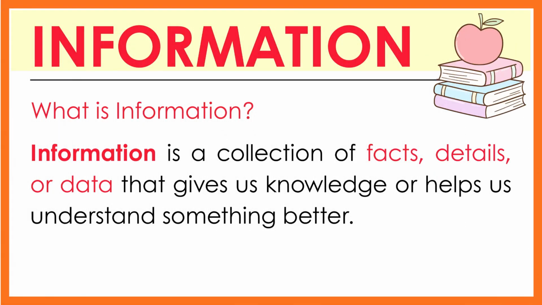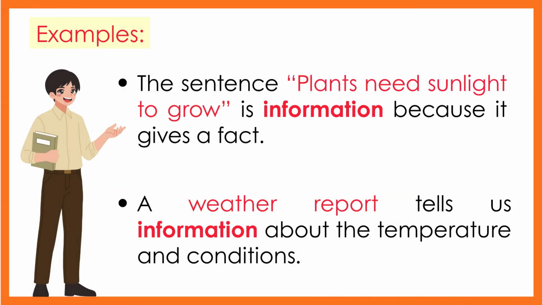What is information? Information is a collection of facts, details, or data that gives us knowledge or helps us understand something better. Examples: the sentence, "Plants need sunlight to grow," is information because it gives a fact. A weather report tells us information about the temperature and conditions.